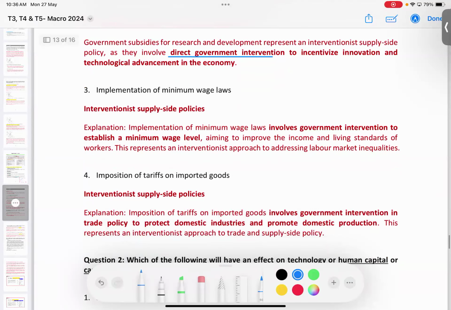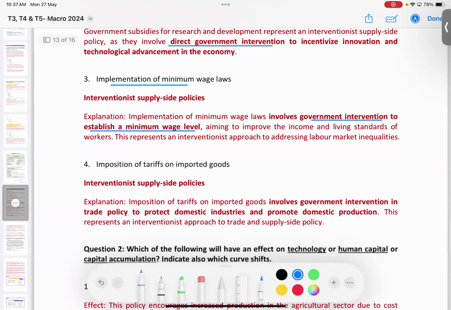For question 3, implementation of minimum wage law. This involves government intervention, so we call it an interventionist approach, because that includes the government intervening to establish a minimum wage level. For example, the government sets a minimum wage of 1,005. So that includes the intervention. From now on, when you hire workers, per month you must pay at least 1,005, to solve relative poverty or market inequalities. Now, question 4, imposition of tariff on imported goods.